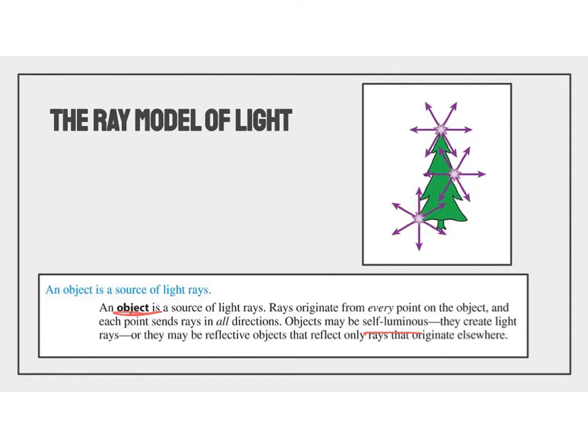Now, there's different types of objects. They could be self-luminous, meaning that they create their own light rays, or they may just reflect rays that originate somewhere else. So when we see an object, we see the light rays that are reflecting like from the sun. So that's how we're going to understand when we get into this ray tracing concept where that light comes from.